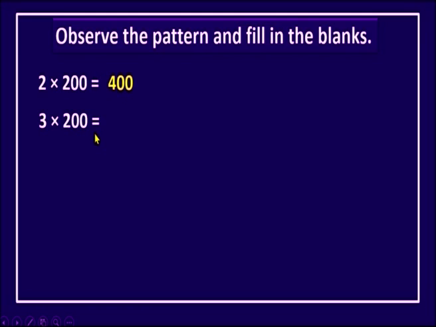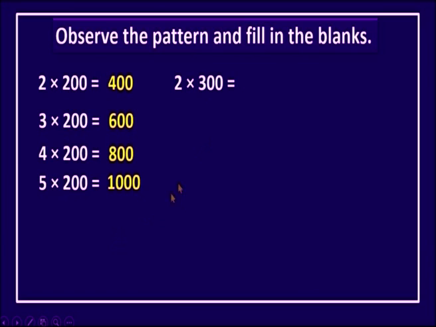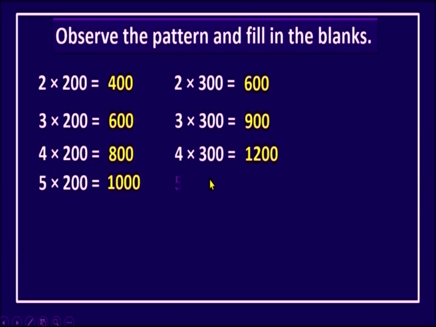How much do you get, children, again? Yes, 600. Similarly, 4 into 200 is 800 and 5 into 200 is 1000. Now let's go for 2 into 300. So here also 2 into 3 is 6. After that 2 zeros. That means we get 600. Then 3 into 300 is 900. 4 into 300 is 1200. And 5 into 300 is 1500.